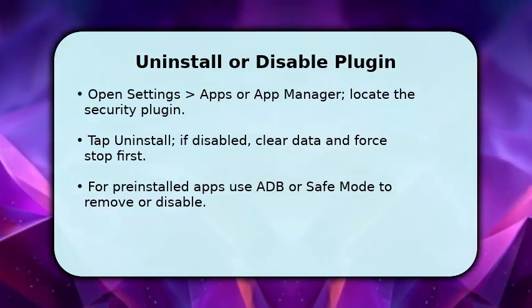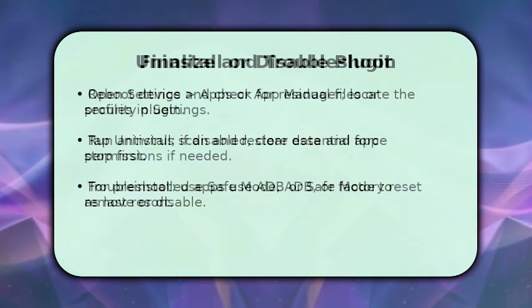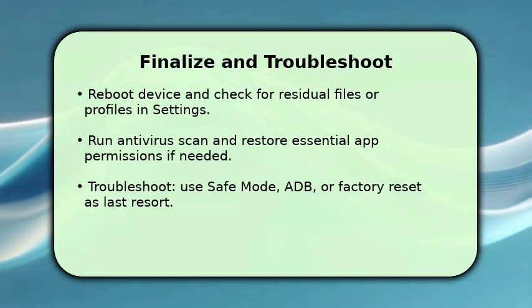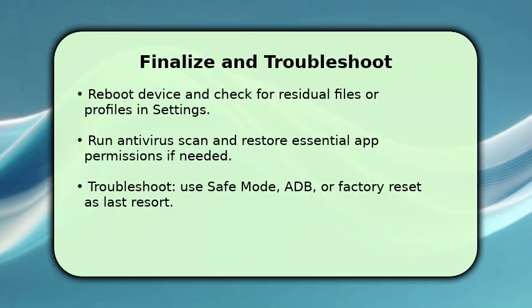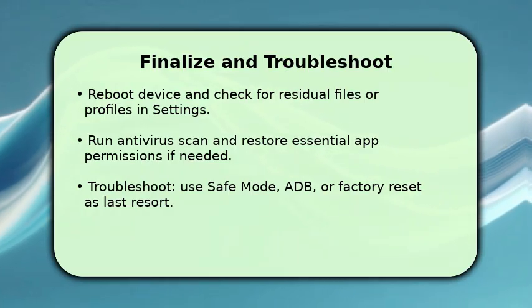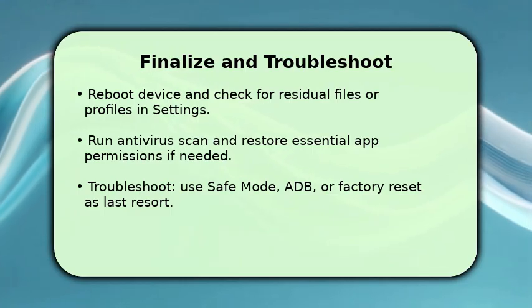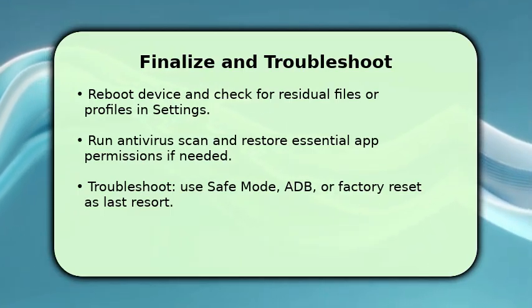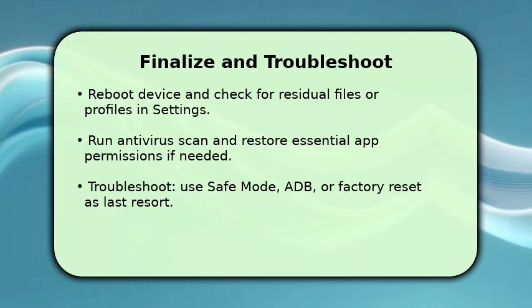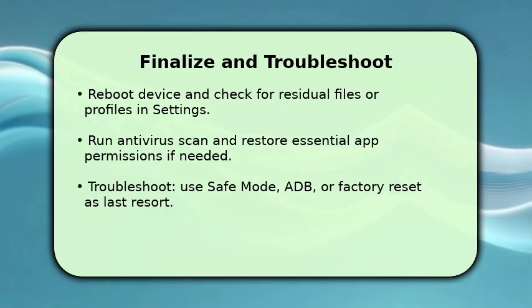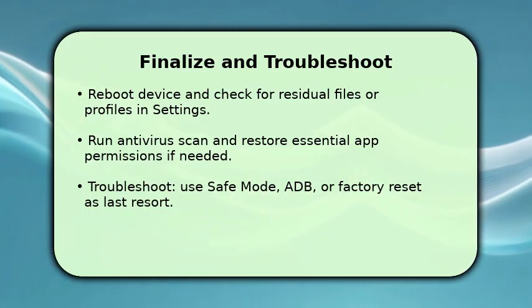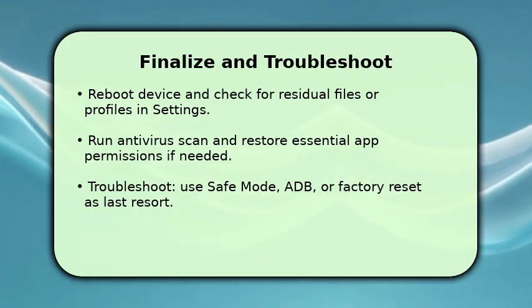You finish by rebooting and inspecting settings for any remaining profiles, VPN, or device management entries tied to the plugin and remove them. Once cleaned, run an antivirus scan to confirm no stray components remain and restore app permissions you need. If uninstall fails, try safe mode again, use ADB removal from a trusted computer, and only consider a factory reset as a last resort because it erases data.